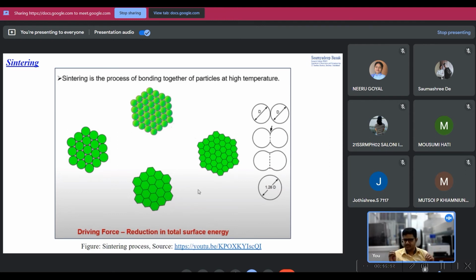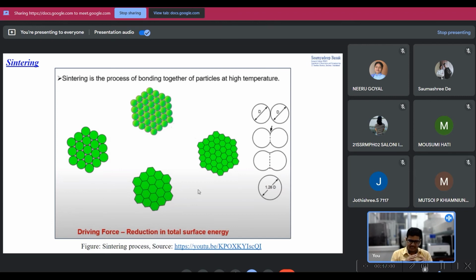It can be either surface diffusion, depending upon the defect flux. Secondly, it can be a grain boundary diffusion of the material, or it can be a bulk transport of the material. These three things can be there at the elevated temperature. So how is the sintering done?